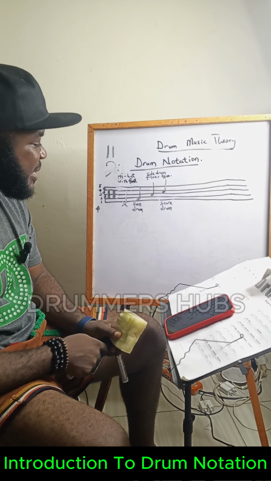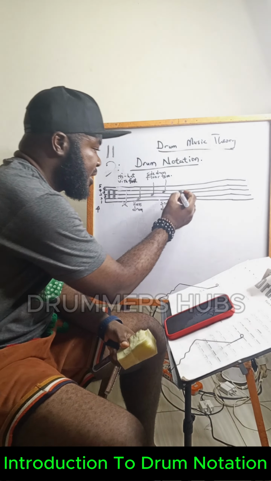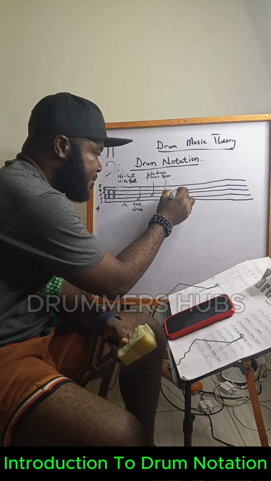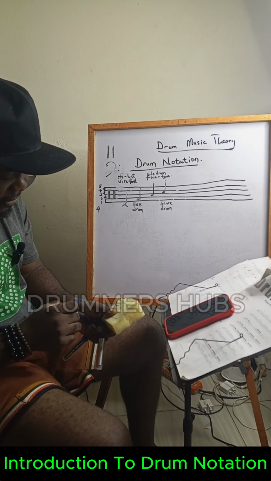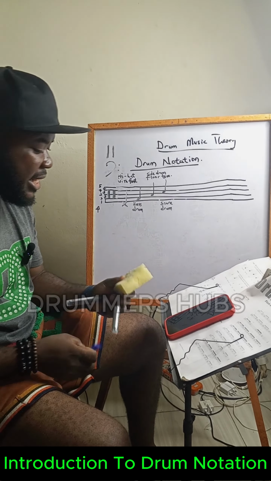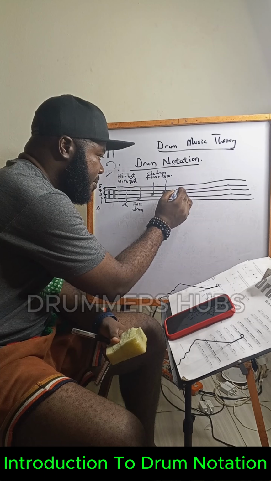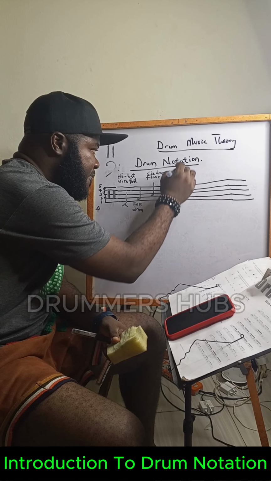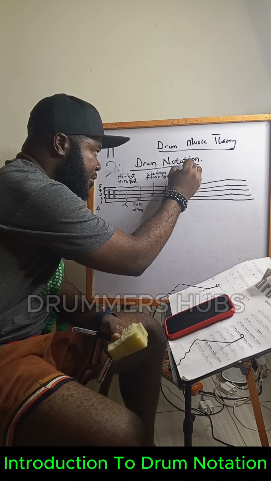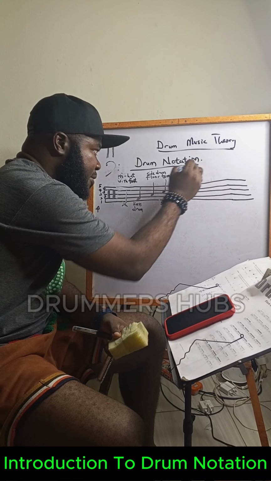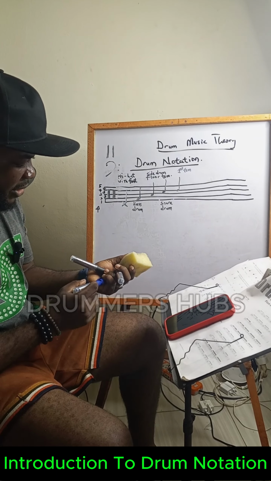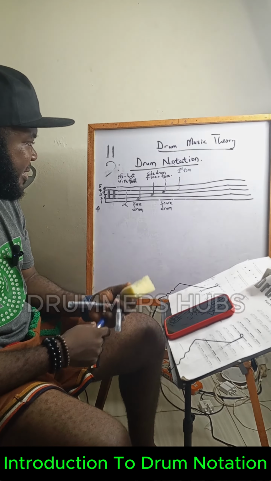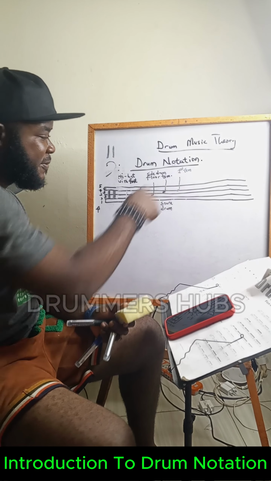Then after space 3, we have line 4. Line 4 is the first tom. So on line 4, we have the first tom. Sorry, it's because of the breeze, it's drying out the marker. So line 4 has the first tom.